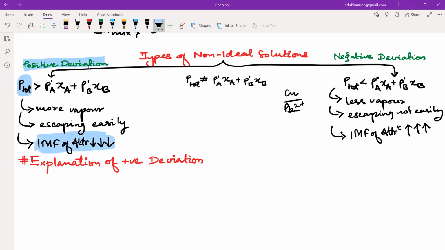You guys understand the difference between indication and the reason? Yes or no, please tell me. You understand the difference between indication and reason in this particular case of positive deviation and negative deviation? यहाँ पे indication क्या है positive deviation का? That P total will be higher, and the reason for that is intermolecular force of attraction will be lower. अरे हाँ या ना, कुछ तो बोलिए. Yes, sir.